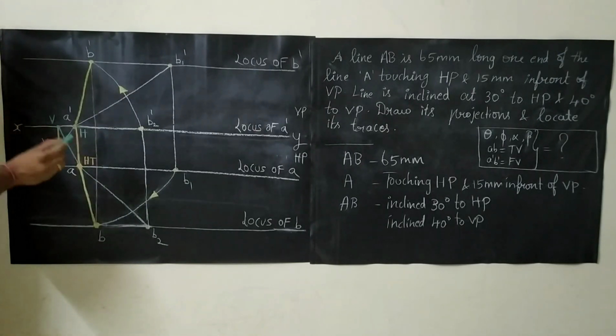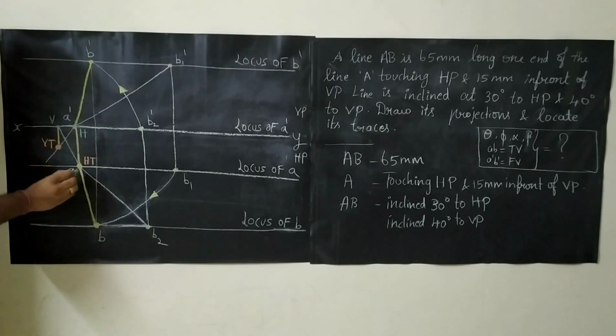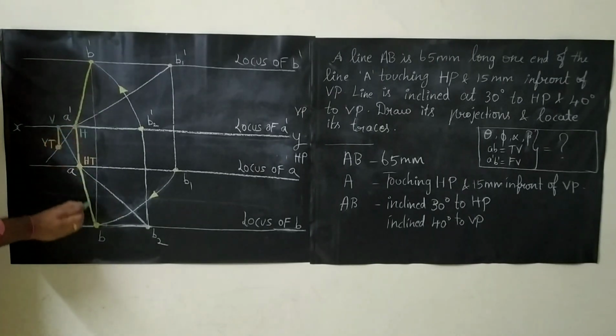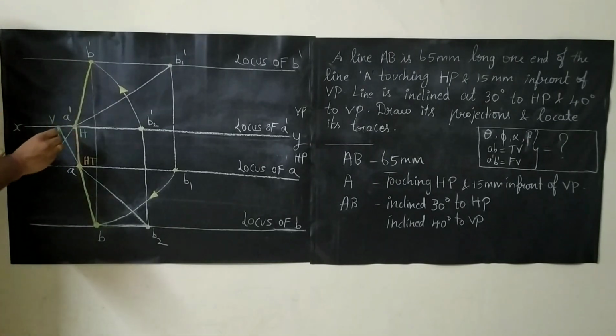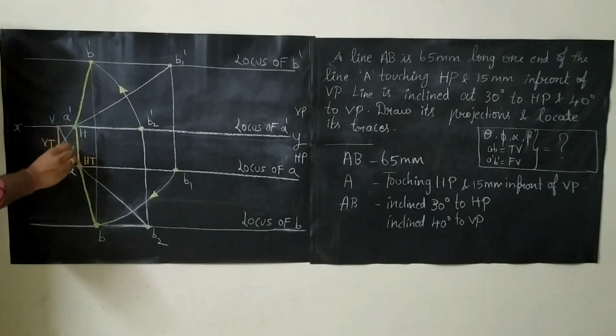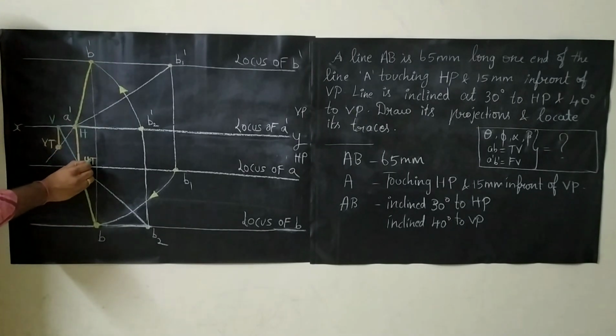Next step is to draw a vertical line. This vertical line will be meeting the AB line, that is the top view. From the point which you marked as H, draw a vertical line. That vertical line will be meeting your top view, and name that point as horizontal trace.